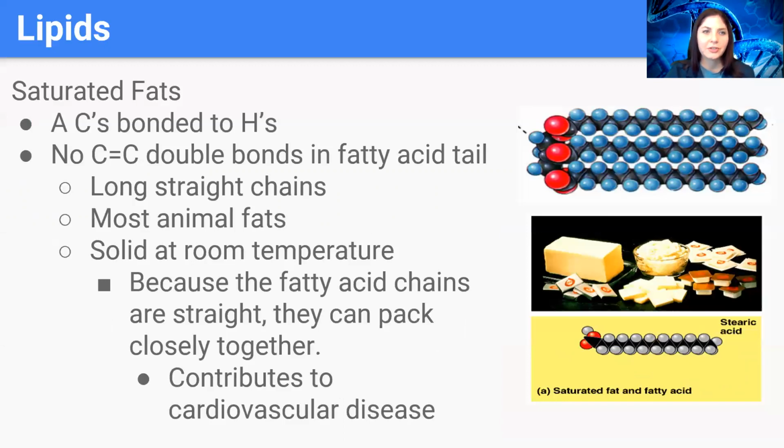So taking a closer look at our saturated fats, all of those carbons are going to be occupied by a hydrogen. So there's not going to be any double carbon-to-carbon bonds in the fatty acid tail. This is going to lead to very straight chains. And again, this is mostly going to be animal fats. They're solid at room temperature. Because those fatty acid chains are very straight, they can pack very closely together, and that's what makes them so dense and saturated.